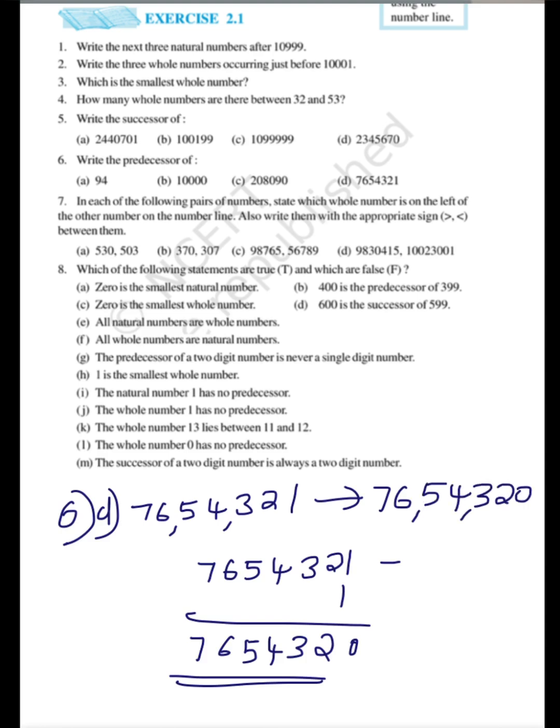76,54,320. Okay, this is the predecessor. In order to find the predecessor of these particular numbers, you need to just subtract 1 from the given number, then you will get the predecessor. Okay, so this is all about the 6th question. Now let's see the 7th one.